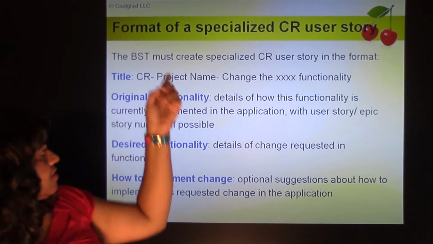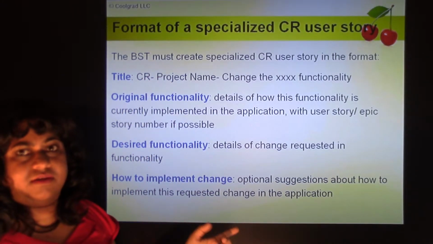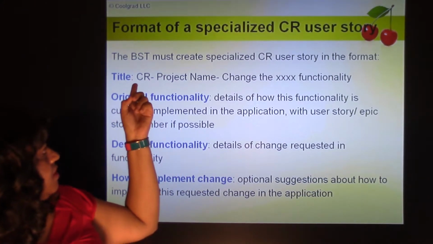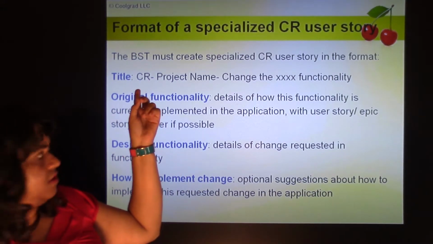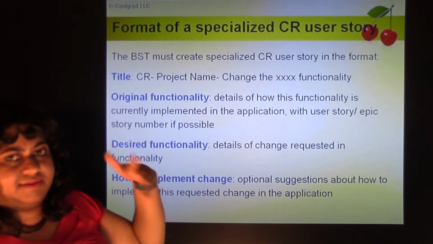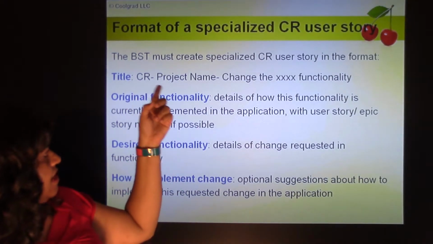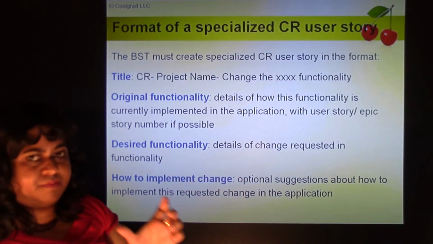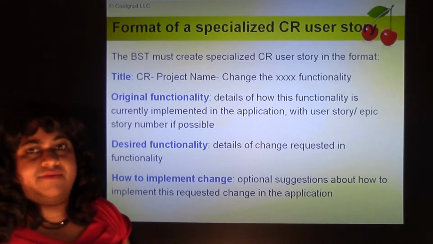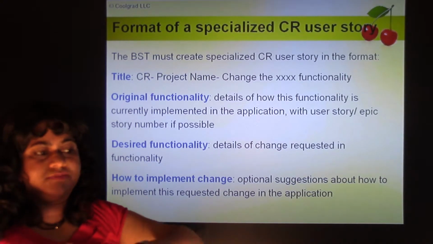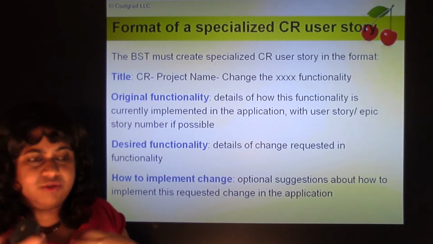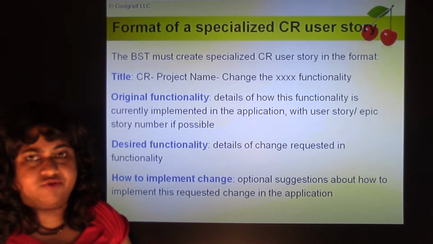So these are all the fields in the CR or ER user story, typically. Title: if it is a CR, you put CR in the title, just so you know it's a CR or an ER. CR/project name, and then you say change the functionality. Put in a brief title which says change the notification functionality in this module, or change the way this is done. So when you look at the title, you know what the user story is all about.